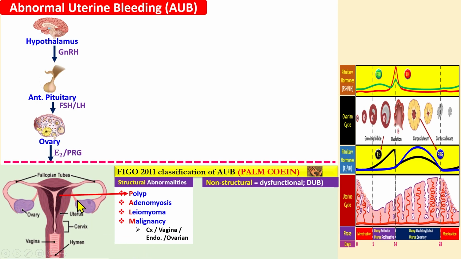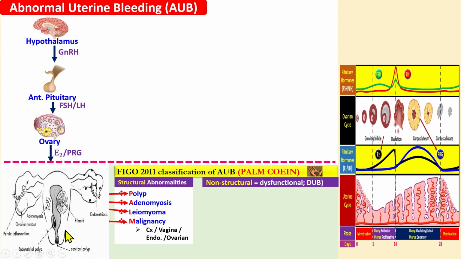A polyp, you know about the endometrial polyp, which grows inside here. Adenomyosis is when the endometrial gland enters into the myometrium. And the leiomyoma, which is fibroid, is a smooth muscle benign tumor. And the malignancy of the ovary, uterus, cervix, all of them can cause abnormal uterine bleeding.